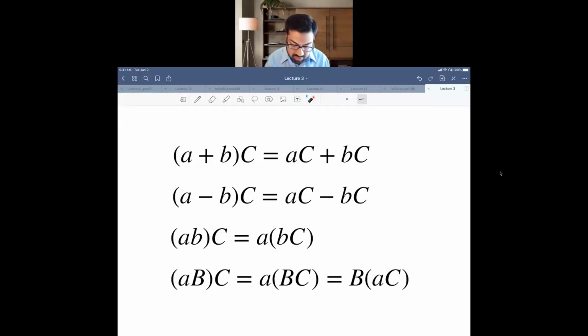So say 2 and 3, right? So you can do 2 times C plus 3 times C, and if you add them up, it's going to give you the same as 5 times C. So it'll be okay. Next, A minus B, AC minus BC, small a and B are scalars.